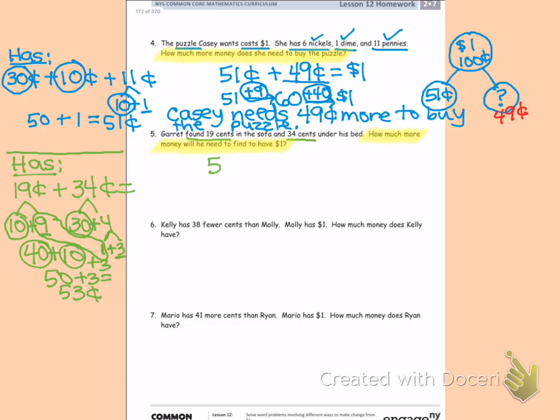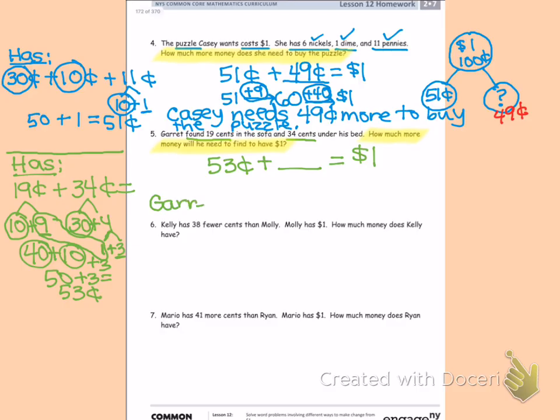I'll write that here, plus an unknown amount equals $1. Now you will go ahead and either use the arrow way, a number bond, or tape diagram to figure out how much more Garrett needs in order to have $1. Then don't forget to answer in a sentence.